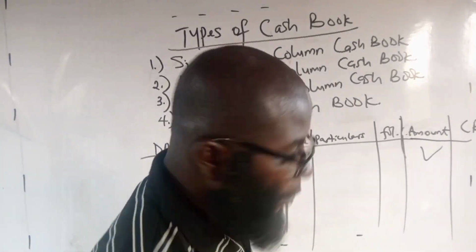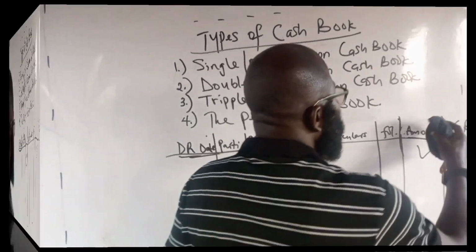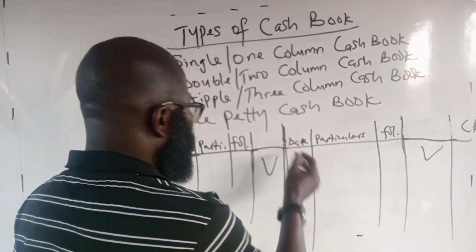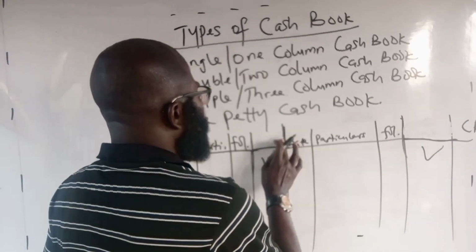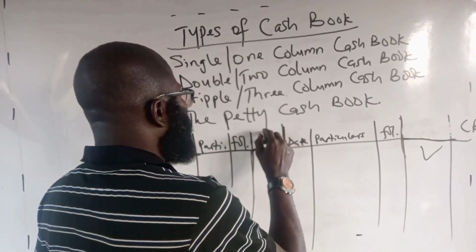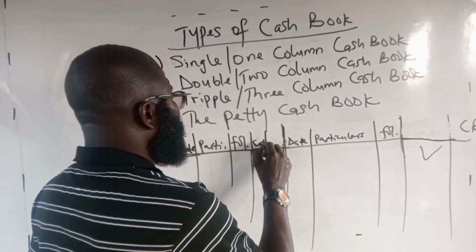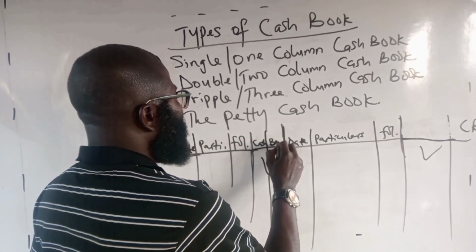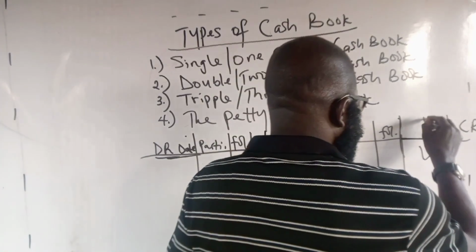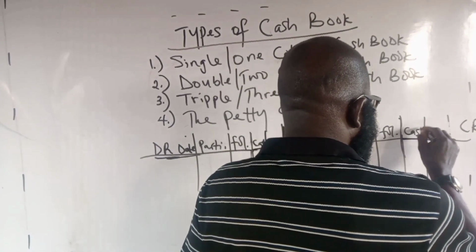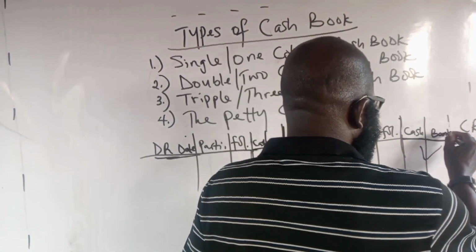Let me quickly make an adjustment to this. This is where we had our amounts previously. Therefore, all you need to do is divide this into two. We are going to have this side as cash, then this place as bank. The same thing with this, divide it into two. We are going to have cash here, then we have bank here.